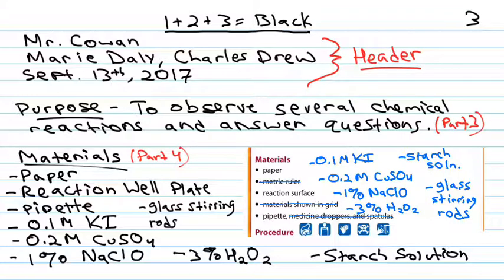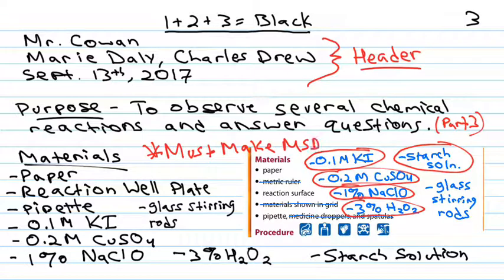Now, after you list your materials, you're going to see on your rubric that you need to do an MSDS. So the MSDS is going to be done for each of the chemicals that are present in the experiment. So in this case, we have 0.1 molar potassium iodide, 0.2 molar copper(II) sulfate, 1% solution of sodium hypochlorite, 3% solution of hydrogen peroxide, and we're going to have a starch solution. So these 5 chemicals, you must make an MSDS for them.